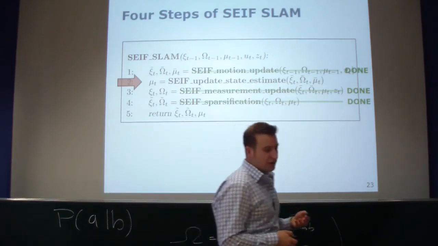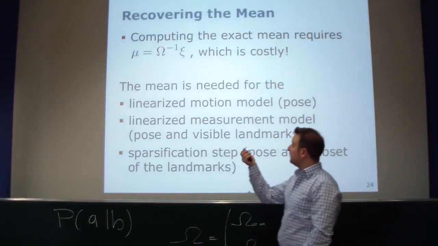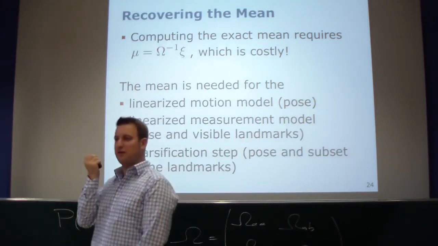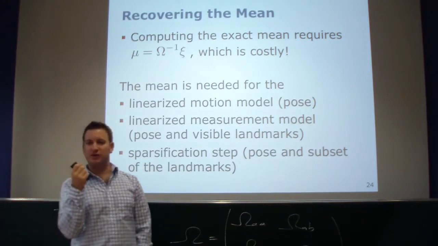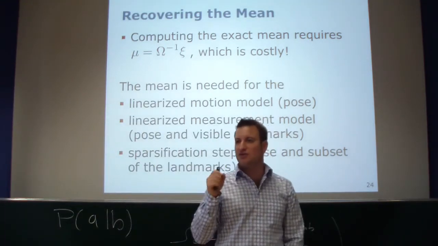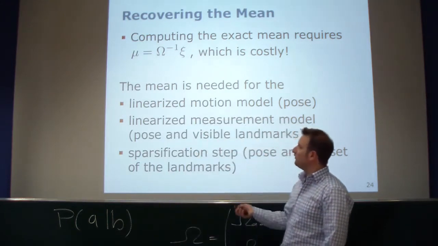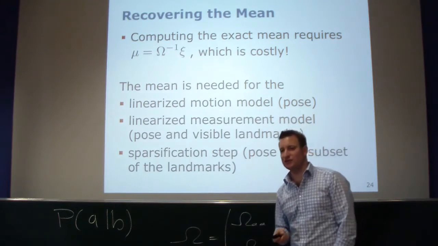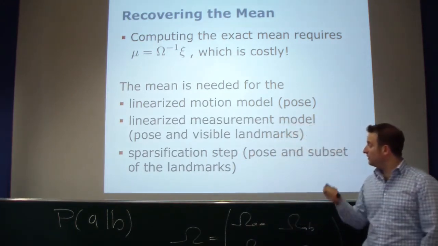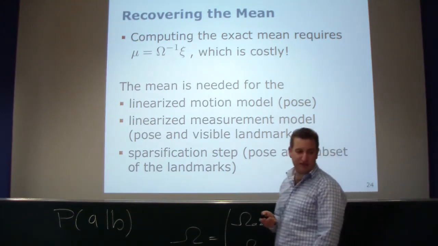The problem was when I compute the mean by the inverse of the information matrix times the information vector, which would be the exact thing to do. This is a costly operation. All the benefits, so for everything was constant time operation, which is very, very efficient, would vanish because this requires a matrix inversion of the whole matrix. Okay, so as I said, we needed the mean for the motion update, measurement update, and the sparsification step.